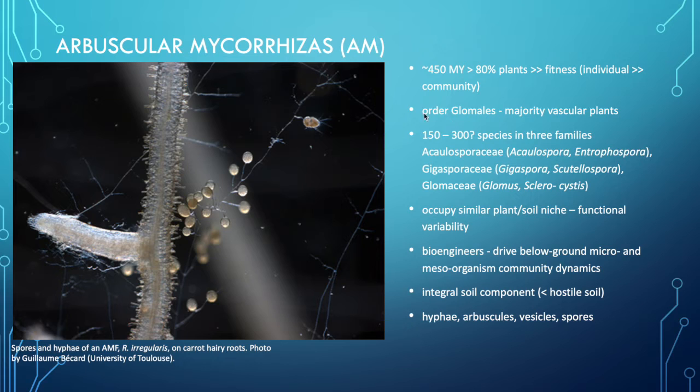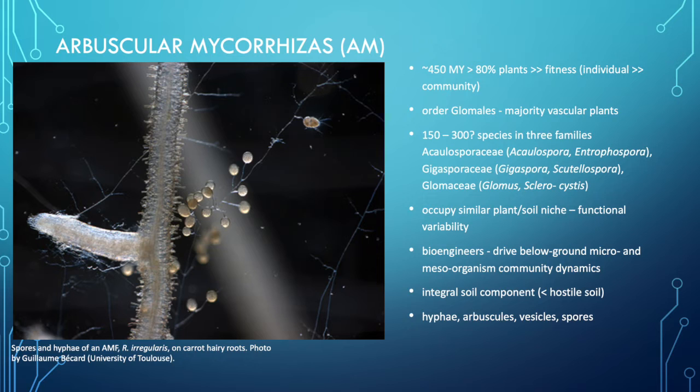So these guys are pretty prolific, and they partner up with many, many different plants. In all, there are possibly about 300 species of arbuscular mycorrhizal fungi in 3 different families. And these are the different families with different examples of genera within these families. Basically, they are quite prolific, and they vary, and even though they occupy a similar plant soil niche, their function actually varies quite a bit.